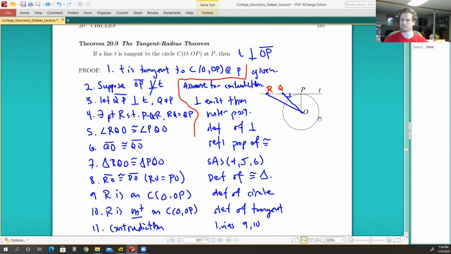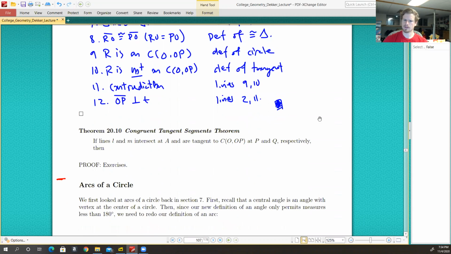All right, the last thing that I'd like to take a look at for this video is the congruent tangent segments theorem. So we have if lines L and M intersect at A and are both tangent to a circle at P and Q respectively, then we have AP is equal to AQ.